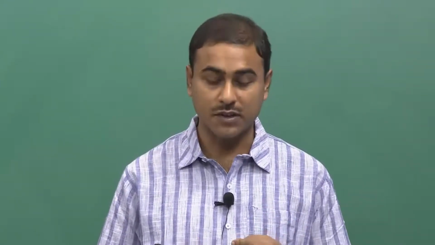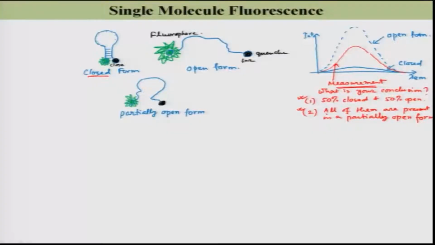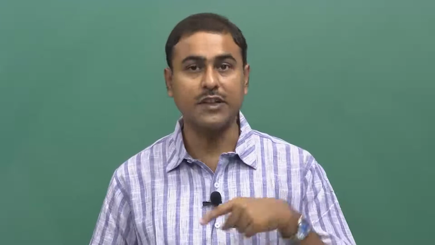Even if you measure the anisotropy, as you know, in the compact structure of the closed form the steady state anisotropy will be smaller, and in the open form the steady state anisotropy will be larger. But as a mixture, because in anisotropy we are looking at all the molecules together, we cannot distinguish whether it is partially open, or a mixture of fully open and fully closed. The only solution is that we have to look at these molecules individually.